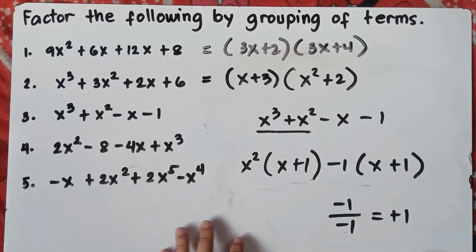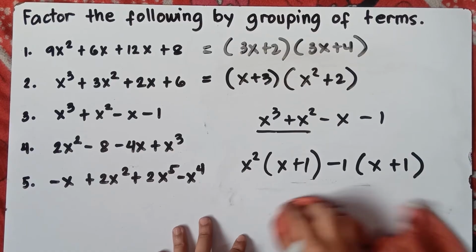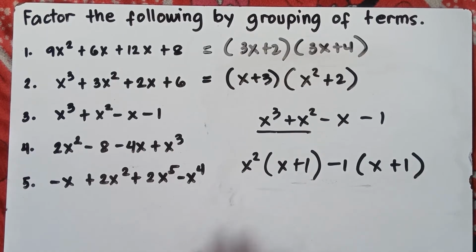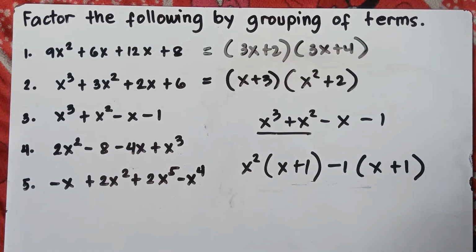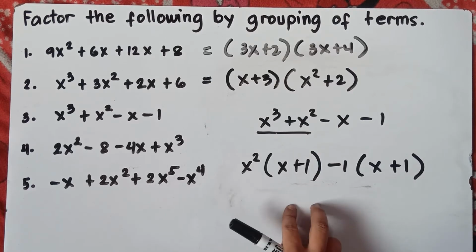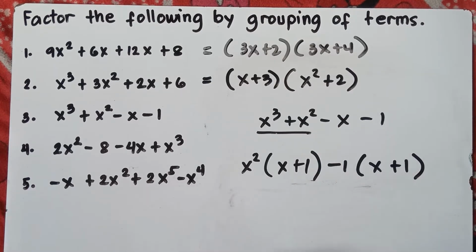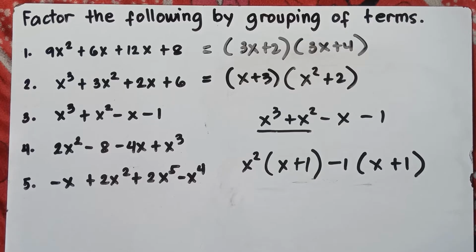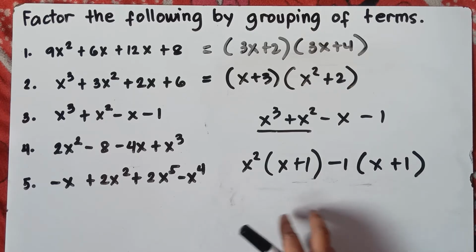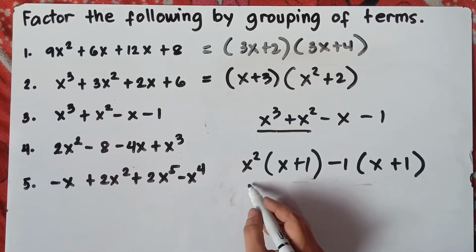Close parenthesis. So once again, class, you can check your answer. You can always check your answer, class, to check if your answer is correct by doing the distributive property. So let's check, class, if our answer is correct by distributive property. You always check your answer, class, before saying that that's your final answer.